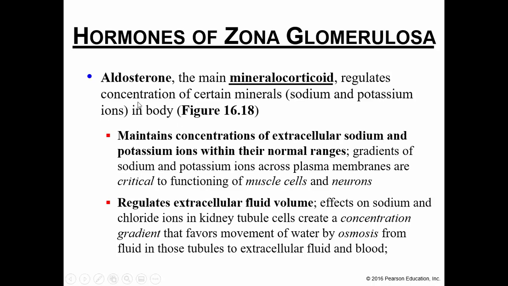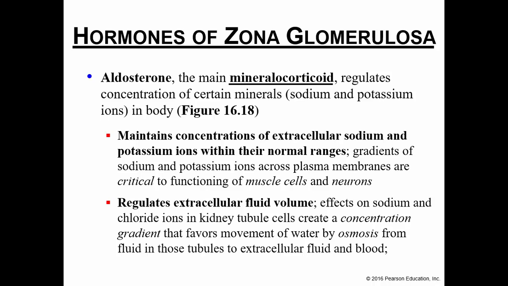The main mineralocorticoid that is secreted from the zona glomerulosa is aldosterone, and it regulates our concentration of some minerals. Mineral is the prefix, and then corticoid tells us it has to do with the cortex of the adrenal gland. It helps keep our muscle cells functioning and our neurons functioning because it makes sure there's a concentration of the sodium extracellularly and the potassium within the cell.